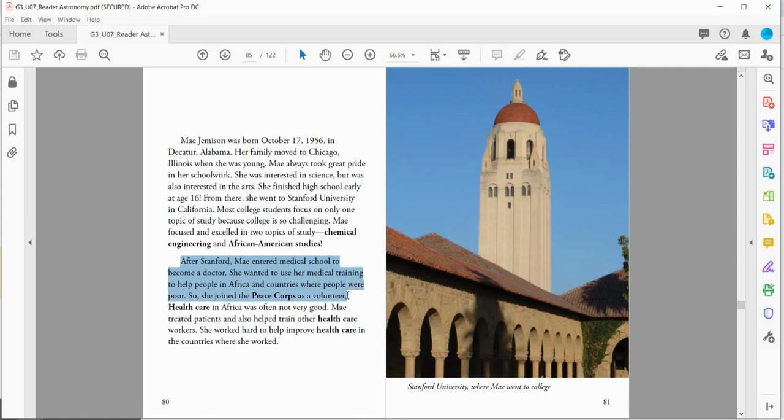So she joined the Peace Corps as a volunteer. Healthcare in Africa was often not very good. Mae treated patients and also helped train other healthcare workers. She worked hard to improve healthcare in the countries where she worked.